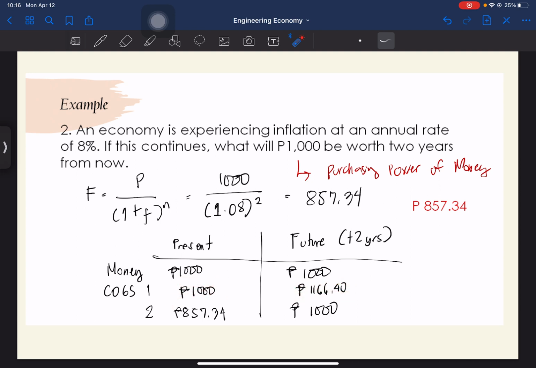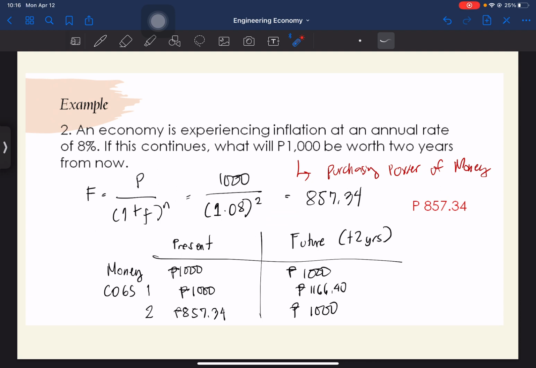But after 2 years, yung 857.34 pesos na item, you can still afford that with your 1,000. Anyway, humina pa rin yung pera mo kasi now, kaya niyang ibilin yung 1,000 pero after 2 years, hindi niya na kaya. So, ibig sabihin, humina nga yung pera. Okay? At ang kaya niya na lang bilhin is eto. Ibig sabihin, after 2 years, ang kaya mo na lang bilhin is yung mga item na 857.34 pesos now and below.